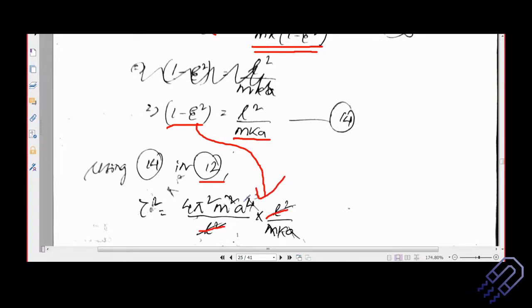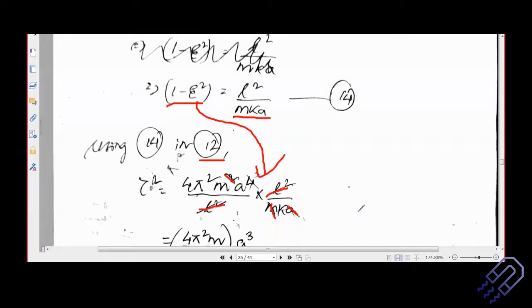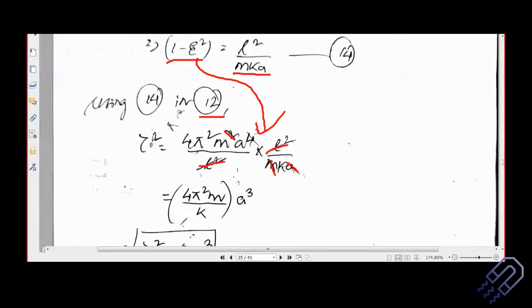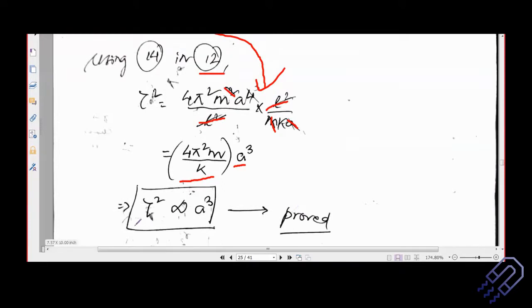cancelled, a to the power 4 becomes a cube because 1 gets cancelled, m square becomes m, k remains, and k is a constant, so that's fine for me, right? So we do have 4 pi square into m divided by k into a cubed. So this tau square is proportional to a cubed. So this is the proof.